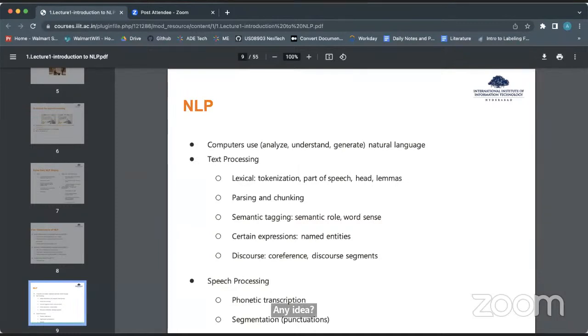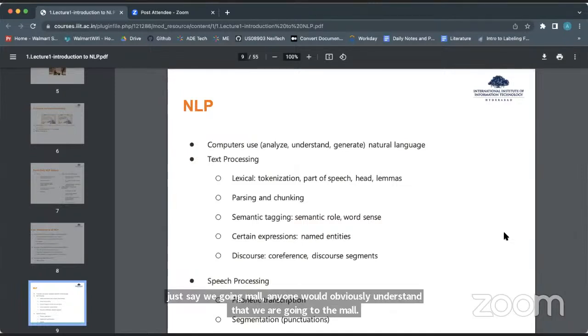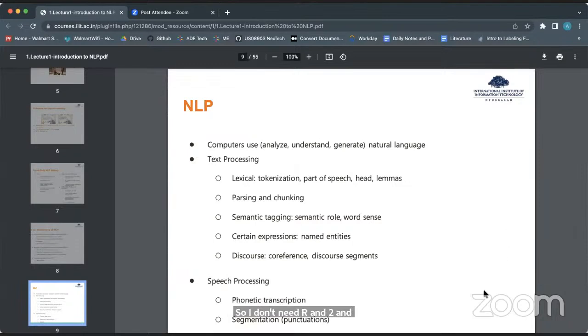So I would say that "we," "going," and "mall" are the three words that are the most important. If I just say "we going mall," anyone would obviously understand that we are going to the mall. So I don't need "are," "to," and "the" to let you know that I'm going to the mall. So that is where attention goes, and then there are stop words.